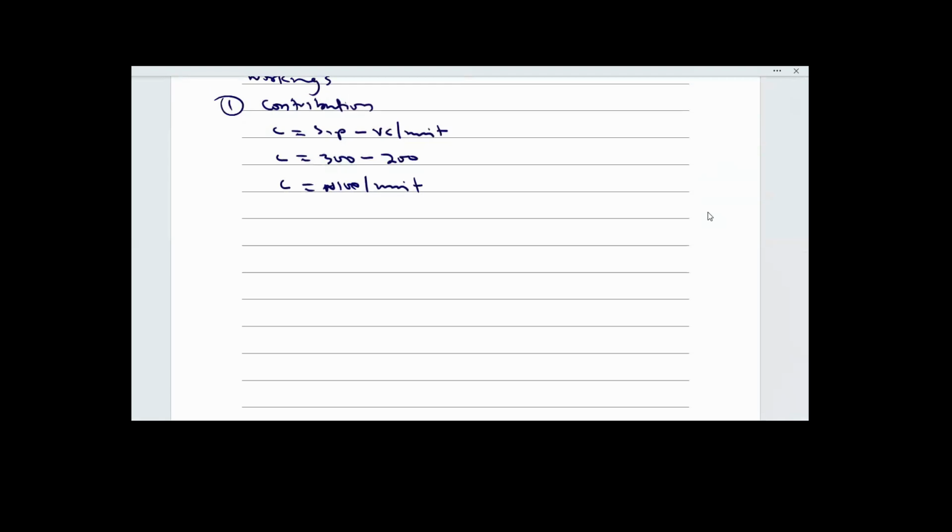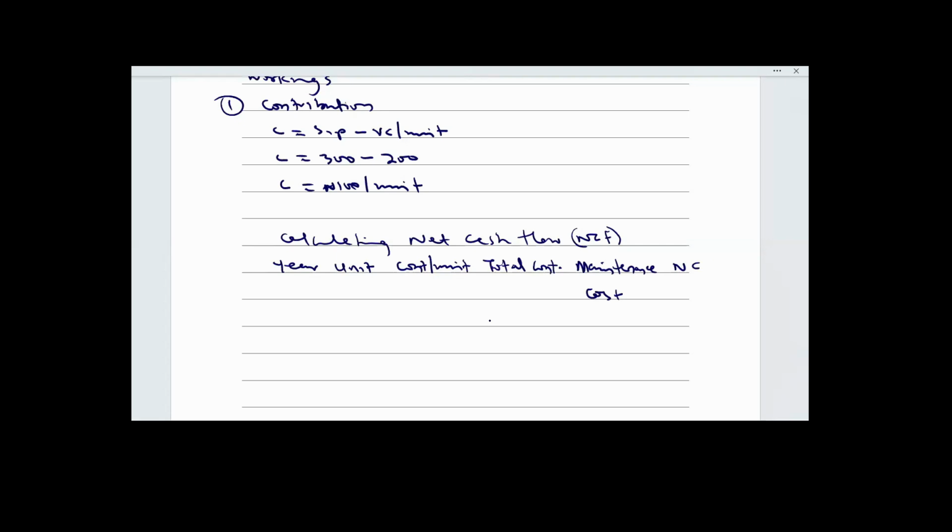So I will just say calculating net cash flow, NCF. So create a column for year, units, contribution per unit, total contribution. Then we have, is it running costs or maintenance costs? We are told that annual maintenance costs in the first year, so we are given maintenance cost. 300. So maintenance costs. Then we are going to have net cash flow. Year 1, year 2, year 3.